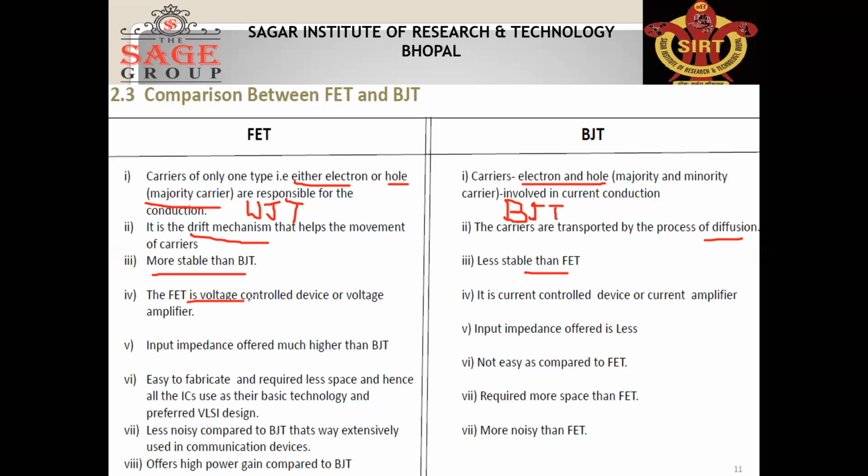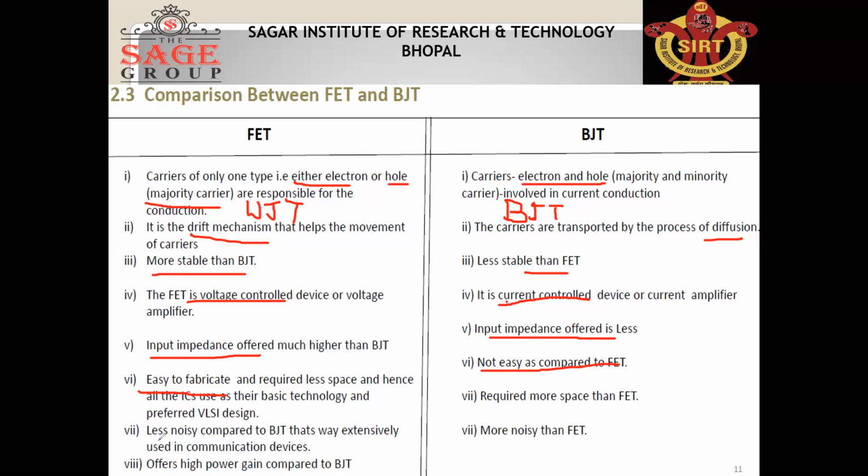FET is a voltage control device, because the output current is controlled by the input voltage, whereas BJT is known as a current control device, because the output current is controlled by the input current. The input impedance is high in FET, but the input impedance is very low in BJT. FET is easy to fabricate, but BJT is not easy to fabricate. That's why, as we have already stated, FET is used in VLSI systems.